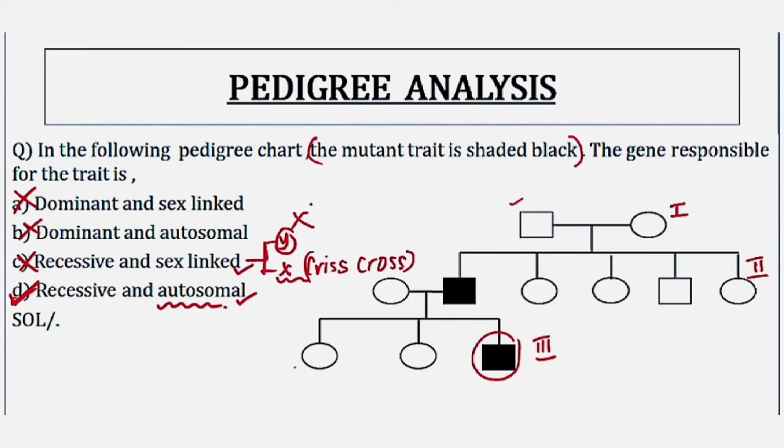The gene responsible for the trait is recessive because the first generation is unaffected, and it is autosomal because it doesn't follow the criss-cross pattern. That's it. I hope this will be useful for you.